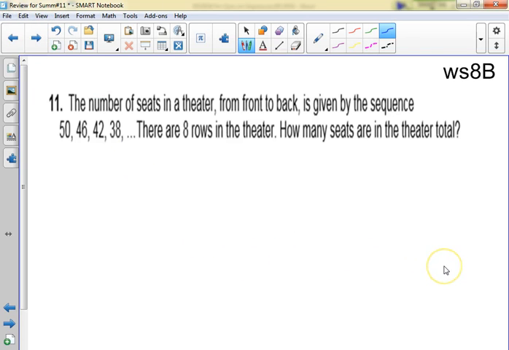All right. The number of seats in a theater from front to back is given by this sequence. There are 8 rows. How many seats are total? Okay. What do we need to figure out? Okay. D is -4. I've never been in a theater where the front row has more seats than the back row. But okay, we're going with it. It'd be kind of cool. But now what?